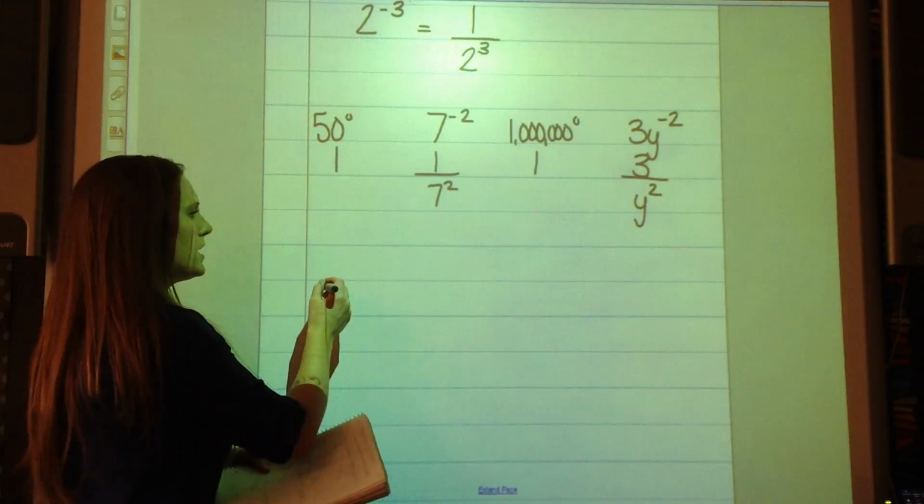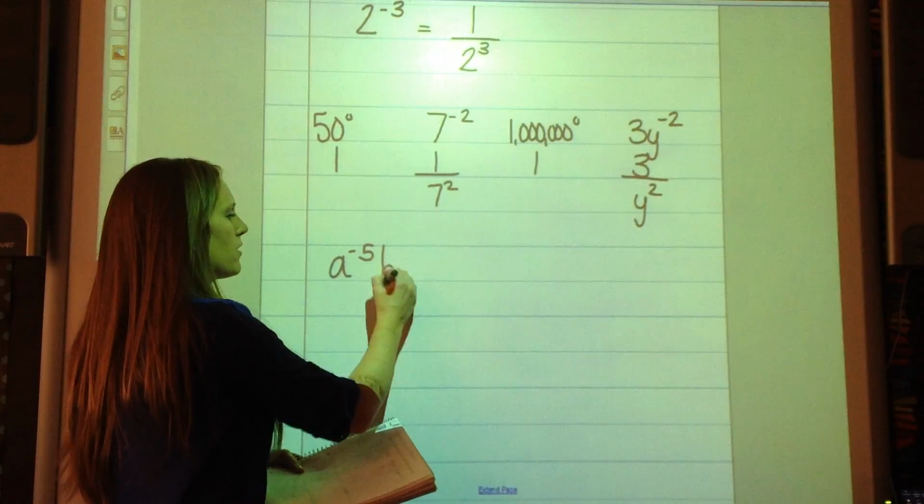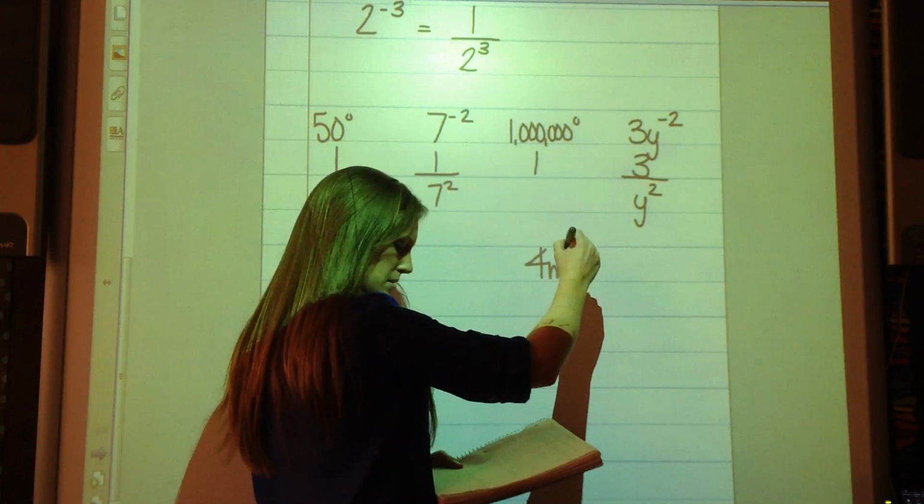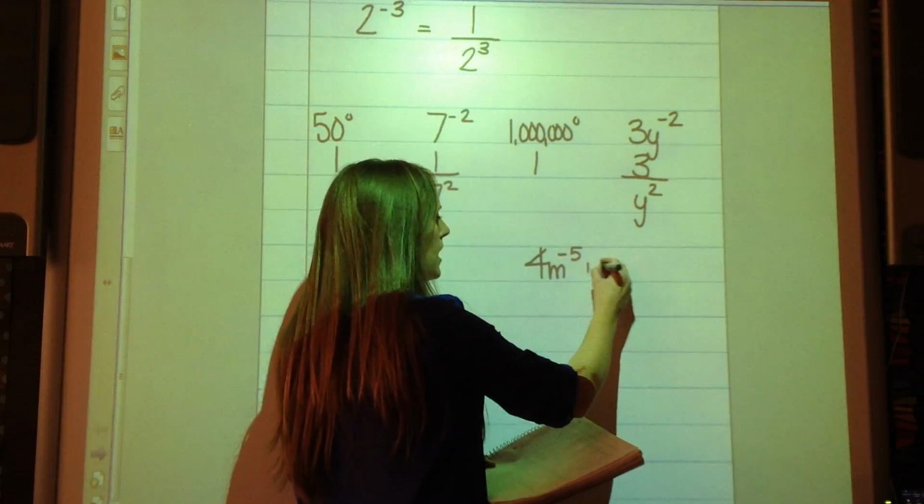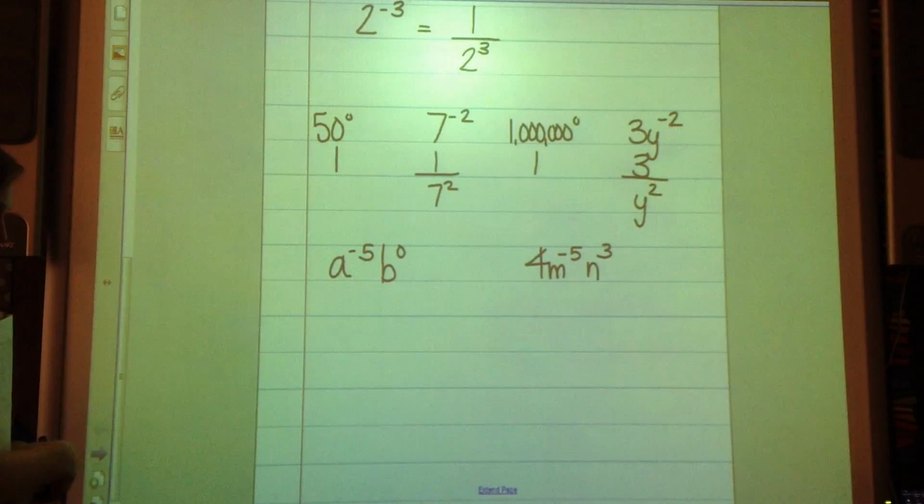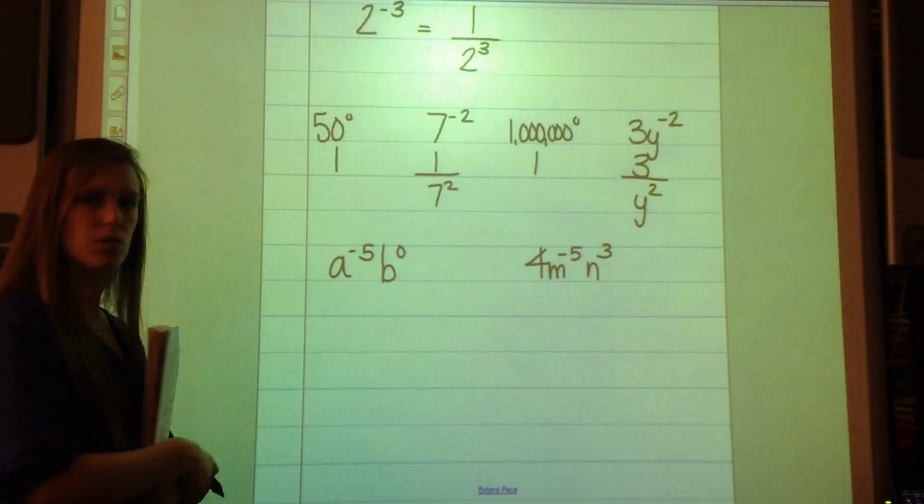Try a to the negative fifth, b with a power of 0, 4m to the negative fifth, and n cubed. Just pause and try those now. So I'm going to break this into 2 parts. I'm going to work with the a, and then I'm going to work with the b.